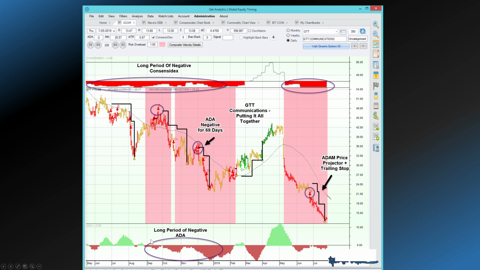Down below, we have ADA, the Accumulation Distribution Alert Oscillator. When it's below zero, we know that a stock is being distributed, that is being sold, and it's especially powerful when ADA is negative and price is rallying, as we see there. Notice there's a long period of rally. Notice that ADA is negative for the most part.